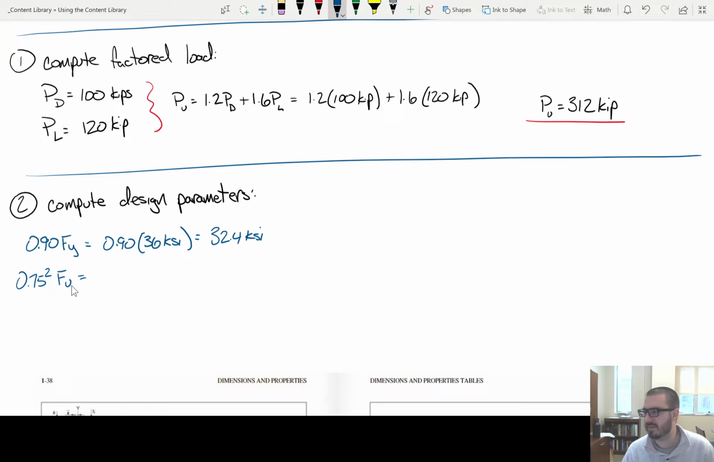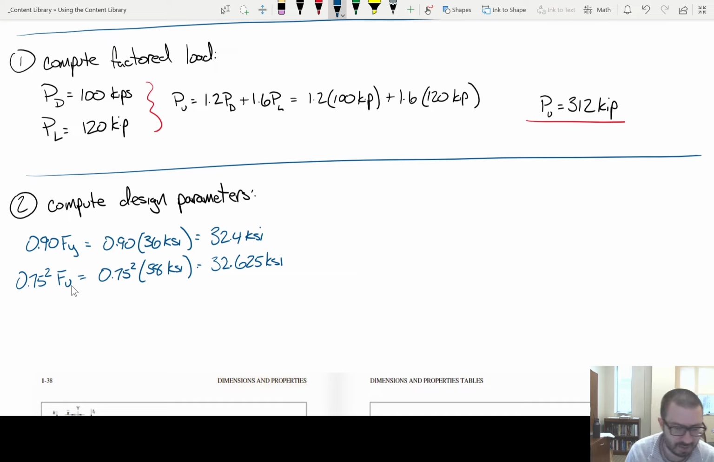Now the 0.75 squared. Remember, the reason that there's 0.75 squared is that one of them is our phi value and the other is for the area assumption that the effective net area is 75% of the gross area. So there are two 0.75s there, don't forget. And when we chug that out, we get 32.625.